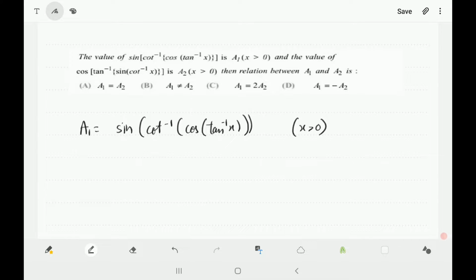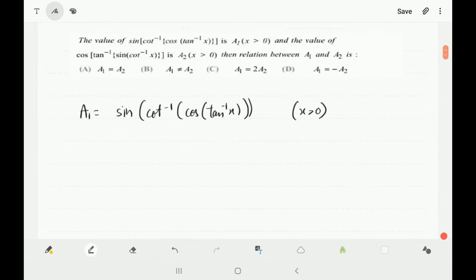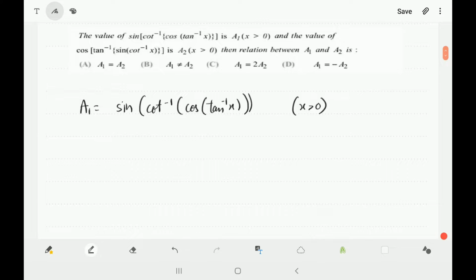In this problem, we have to find the value of a1 and a2 and simplify them, and let's see whether a1 is equal to a2 or a1 is not equal to a2 or a1 is 2a2 or a1 is minus a2. Okay, so a1 is sine of cot inverse cos of tan inverse x for x greater than 0.